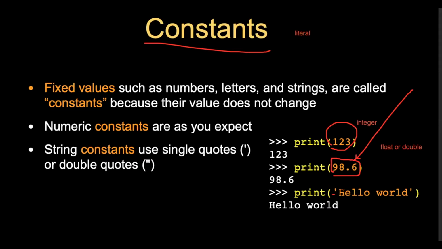In Python, you can use double quote as well. You don't need to use single quote. So single quote, double quote is the same thing. Python is pretty loose, just like JavaScript, okay? So you have string, you have float, double, and integers.